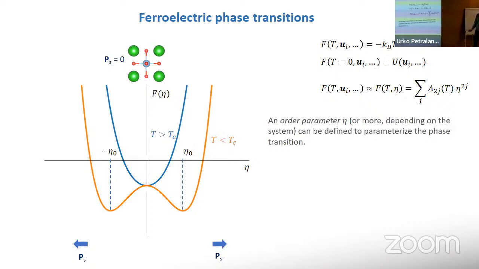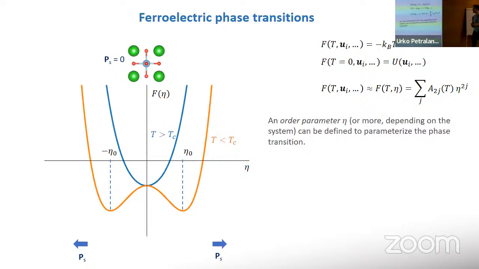And it also has to be symmetric because of the centrosymmetry of the parent phase. We see it visually here: when the system is here and we have a centrosymmetric phase, there is only one minimum of the free energy. But once we cool it, we have two equivalent minima of the free energy.